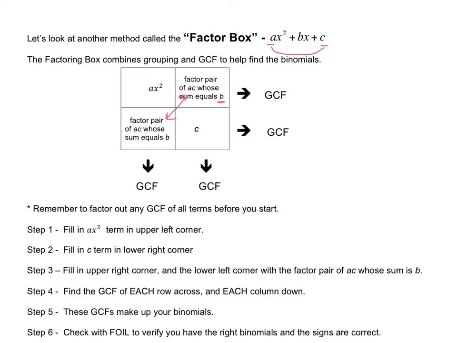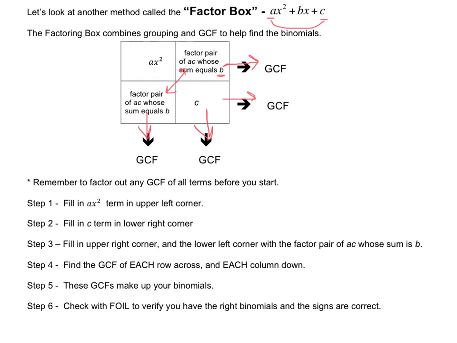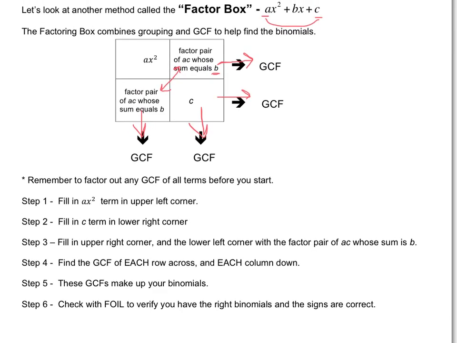So then what we do, once we have those boxes filled in, then you can see here, we're going to go across each of the rows and say, what's the greatest common factor? Go across the lower one, what's the greatest common factor? Then we come down here and say, what's the greatest common factor? What's the greatest common factor? And those become our binomials. And just like anything we do, we want to check it. So we don't want to leave this problem unless we know we've checked it and that we know that it works out.